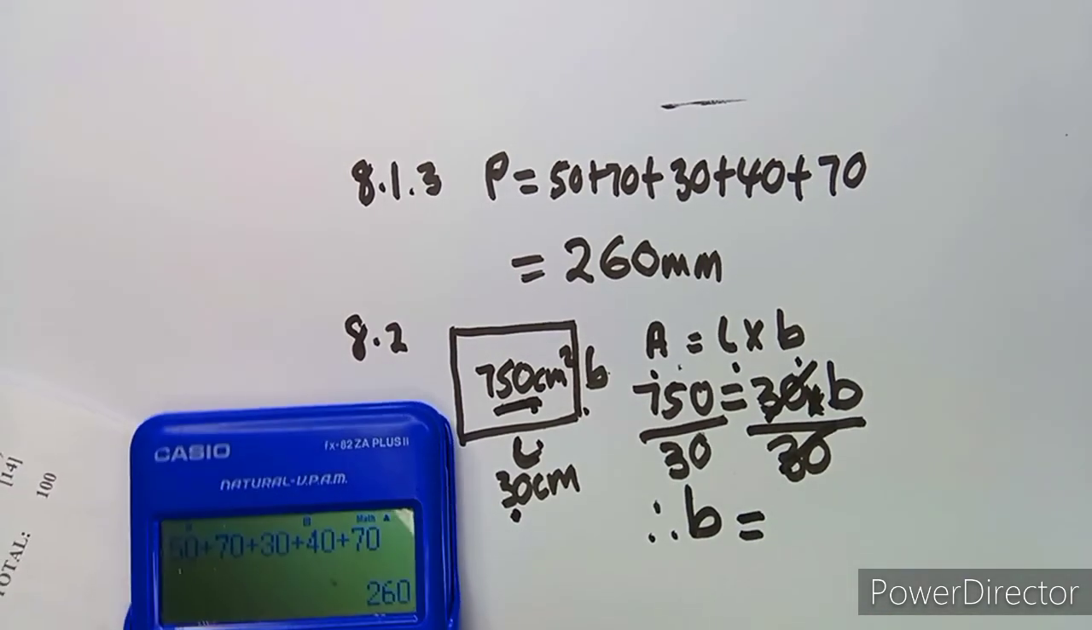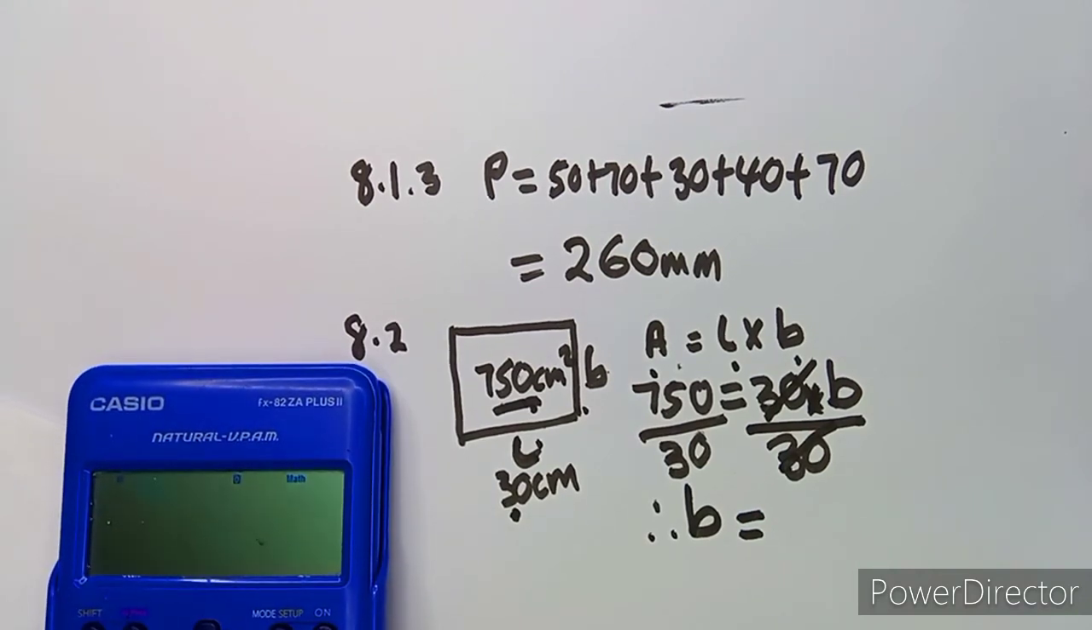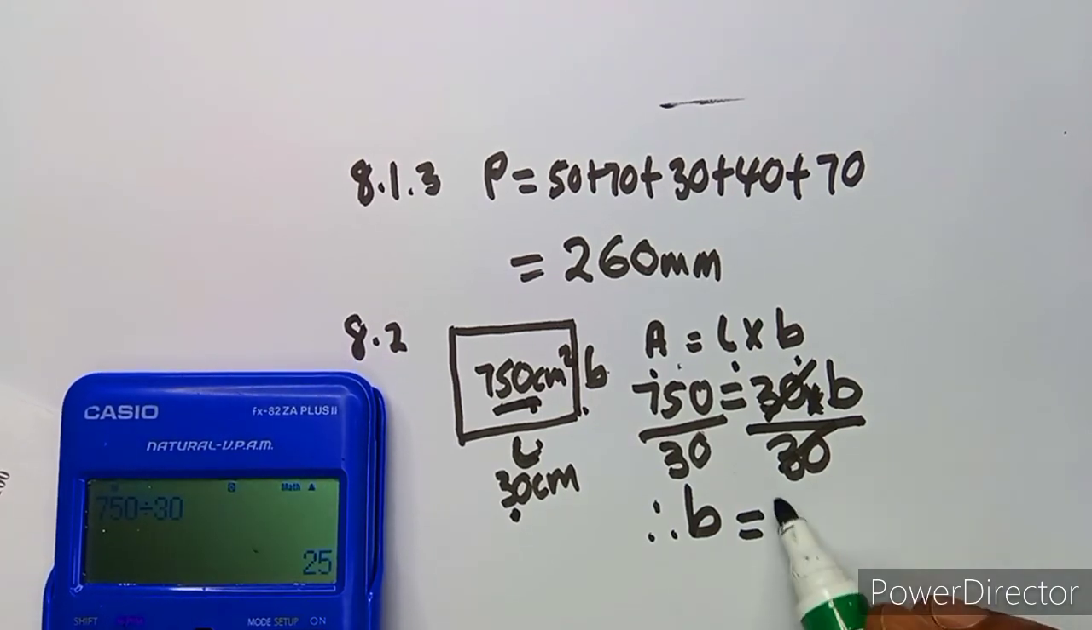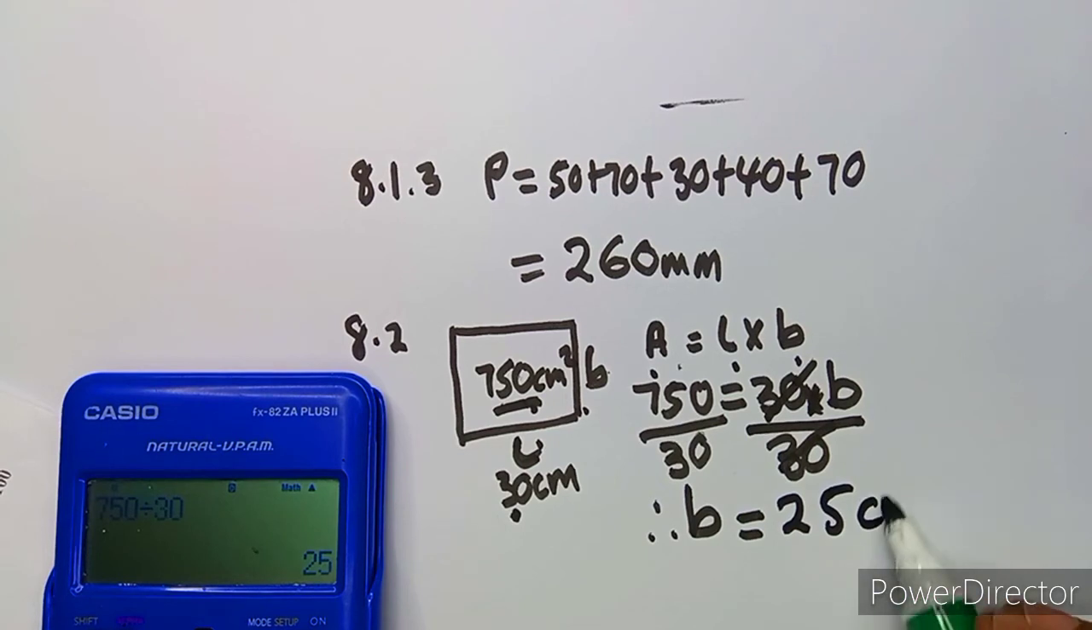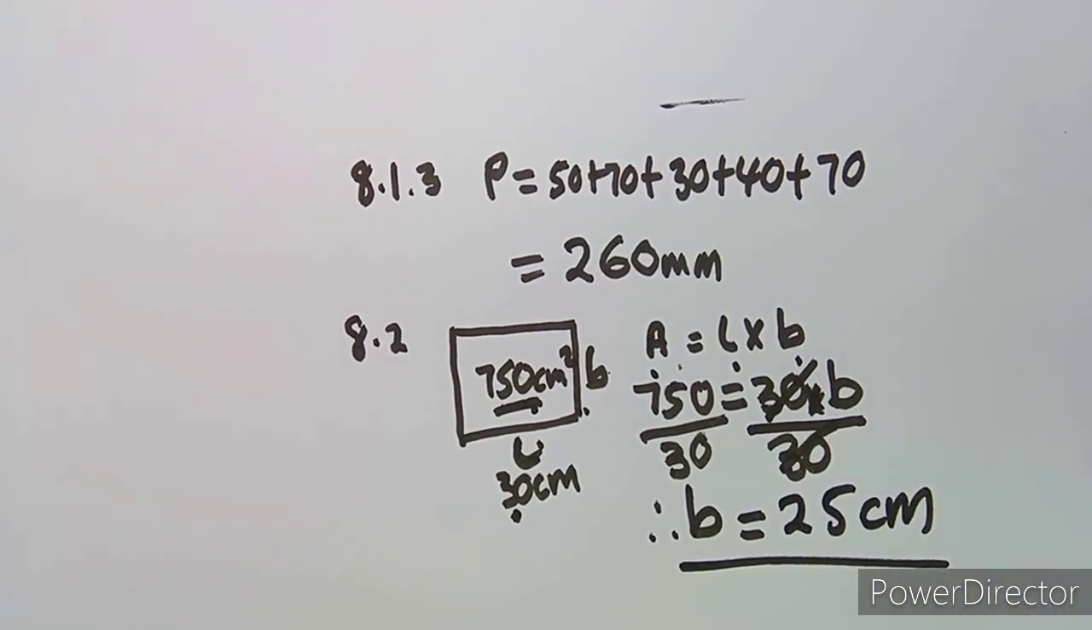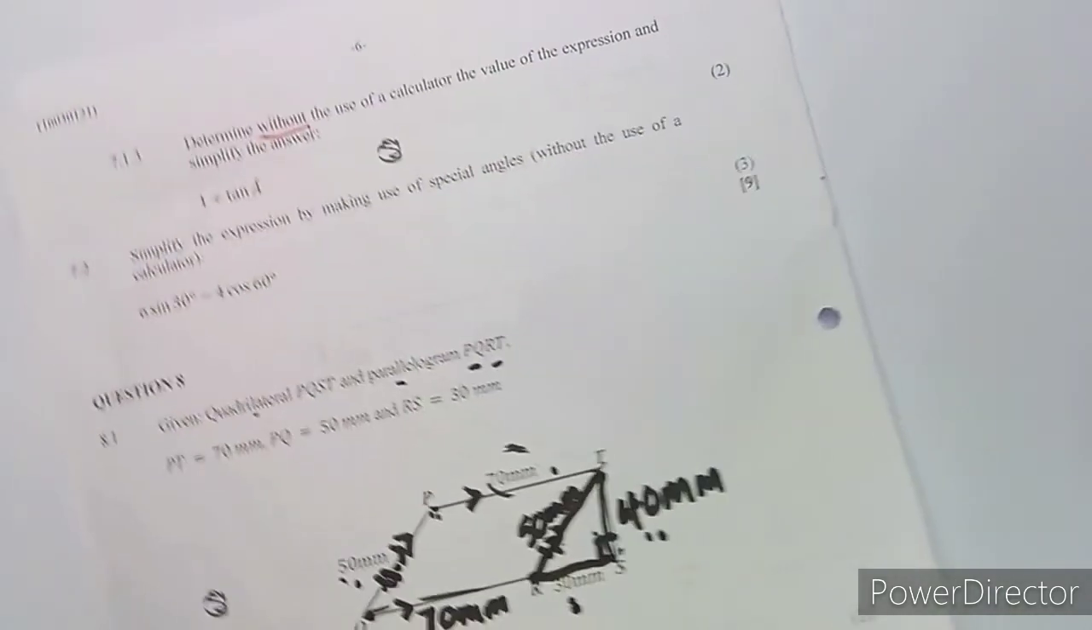Let me just divide properly. That's 750 divided by 30, which is going to give us 25. So you're going to obtain 25 centimeters, which is the breadth of the rectangle. So it was a matter of using the information that we were given, the area, and relating it to the formula of area.